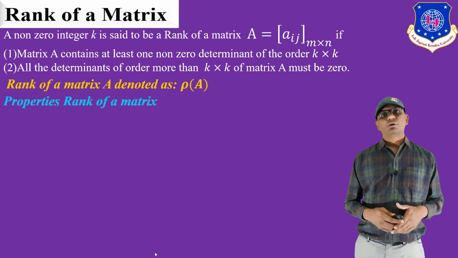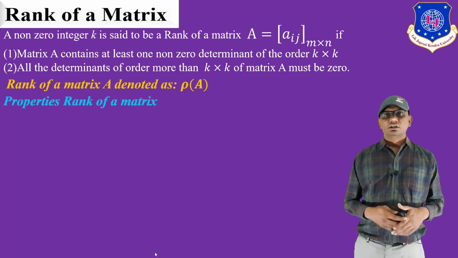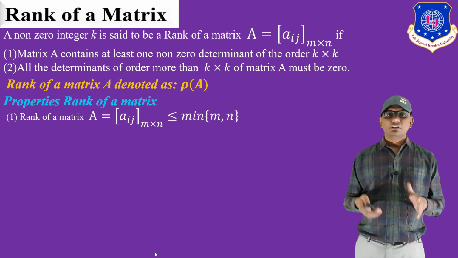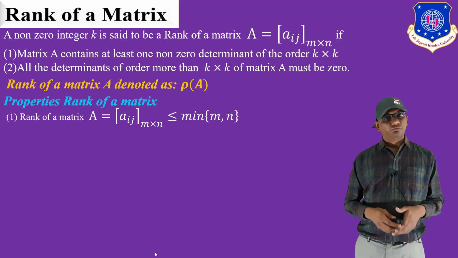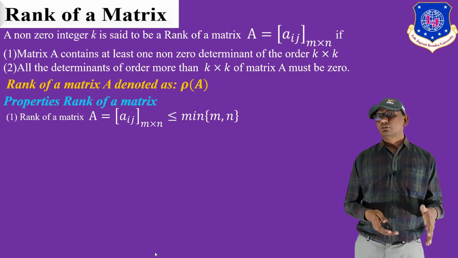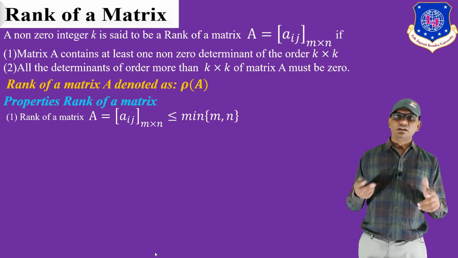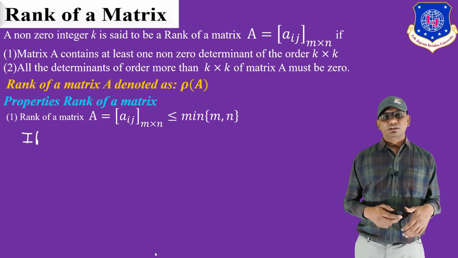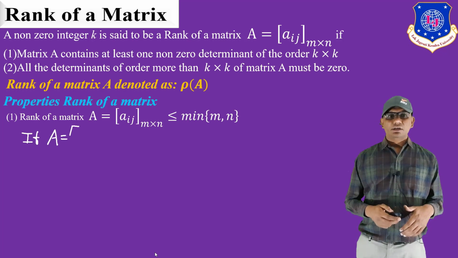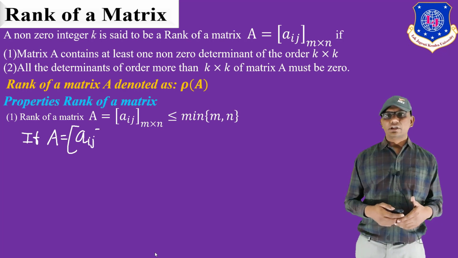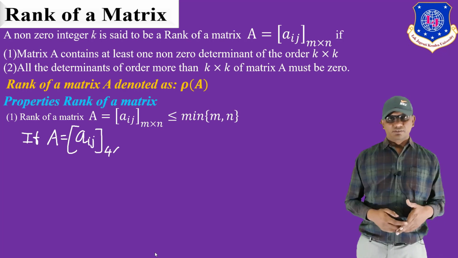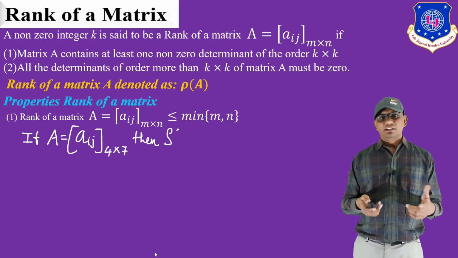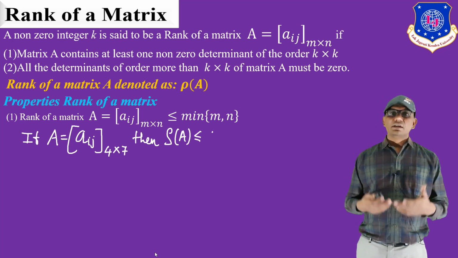Now we will see some properties of the rank of a matrix. Here the first property is that the rank of a matrix of order m cross n is less than or equal to the minimum of m or n. Here m denotes the number of rows in the matrix and n denotes the number of columns. So we understand with one example: if our matrix is Aij and its order is suppose 4 cross 7, that means the number of columns is more than the number of rows, then the rank of A is obviously the minimum of these two.